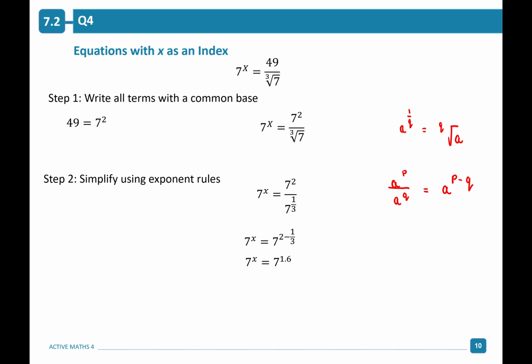This gives me 7 to the power of x is equal to 1.6. It's equal to 7 to the power of 1.6. In step 3, we equate our indices and solve for x. This gives us x. So just taking your indices, x is equal to 1.6. Please pause and take down this example.